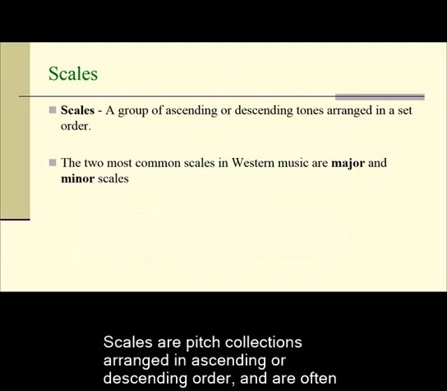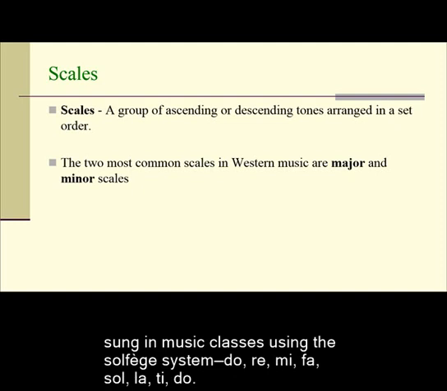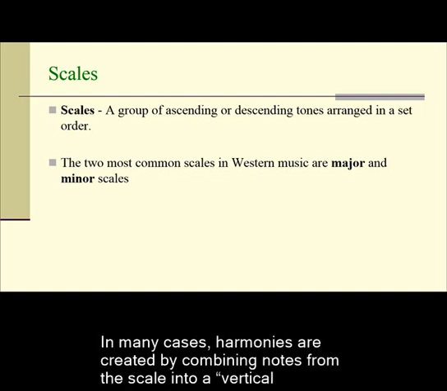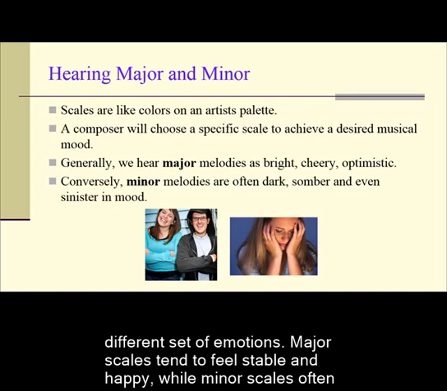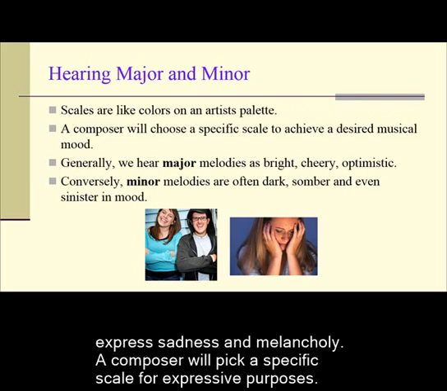Scales are pitch collections arranged in ascending or descending order and are often sung in music classes using the solfege system: do, re, mi, fa, sol, la, ti, do. In many cases, harmonies are created by combining notes from the scale into a vertical sonority. The common scales are major and minor scales, and each evoke a different set of emotions. Major scales tend to feel stable and happy, while minor scales often express sadness and melancholy. A composer will pick a specific scale for expressive purposes.